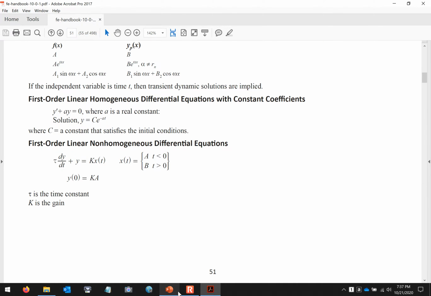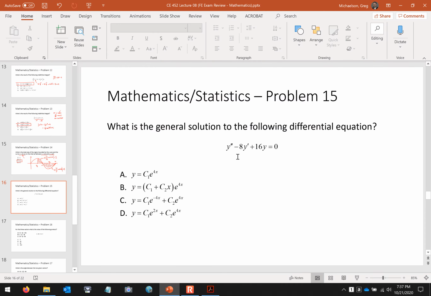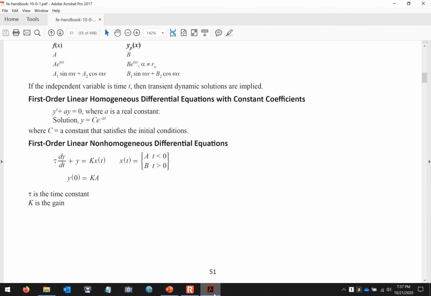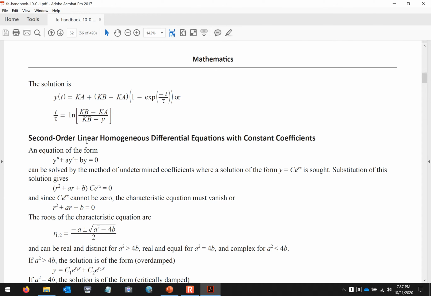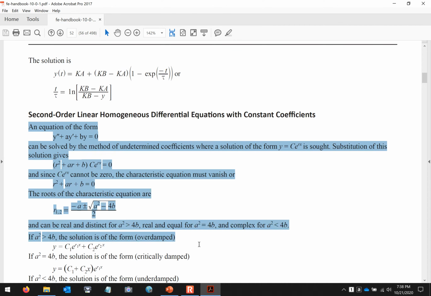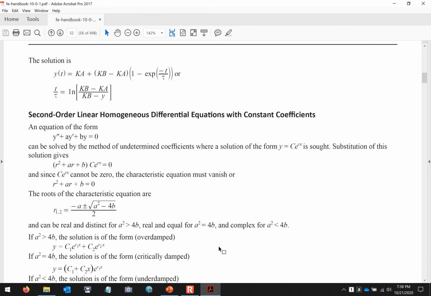Now, let me go back to the problem. This is a second order differential equation with constant coefficients. And it's second order because the highest derivative is a second derivative. Look at this: second order linear homogeneous differential equation with constant coefficients. That is exactly the problem that we're dealing with. And it literally tells you what the answer is. And if you just read it, you will get the answer.